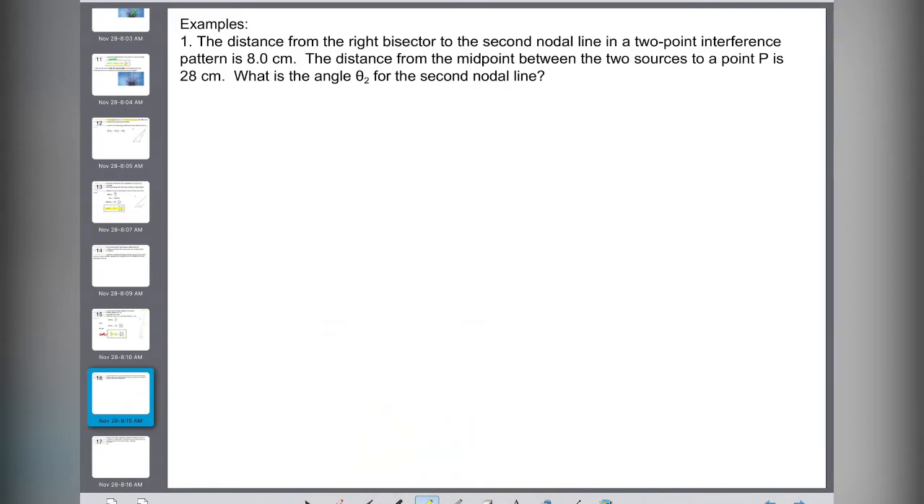The distance from the right bisector to the second nodal line in a 2-point interference pattern is 28 centimeters. The distance from the midpoint between the two sources to point P is 28 centimeters. What is the angle theta 2 for the second nodal line?